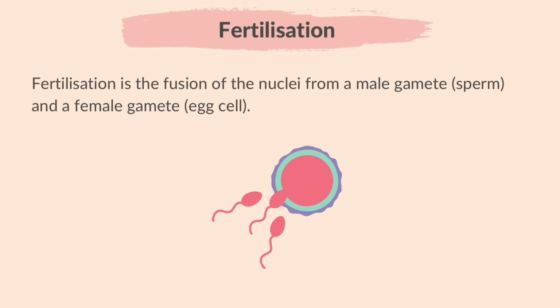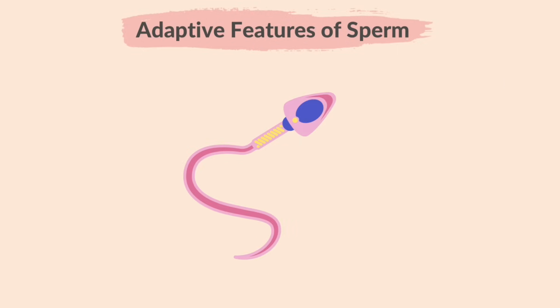Fertilization is the fusion of the nuclei from a male gamete, that is the sperm, and a female gamete, that is the egg cell. This happens at the oviducts. Gametes have adaptations to increase the chances of fertilization and successful development of an embryo.